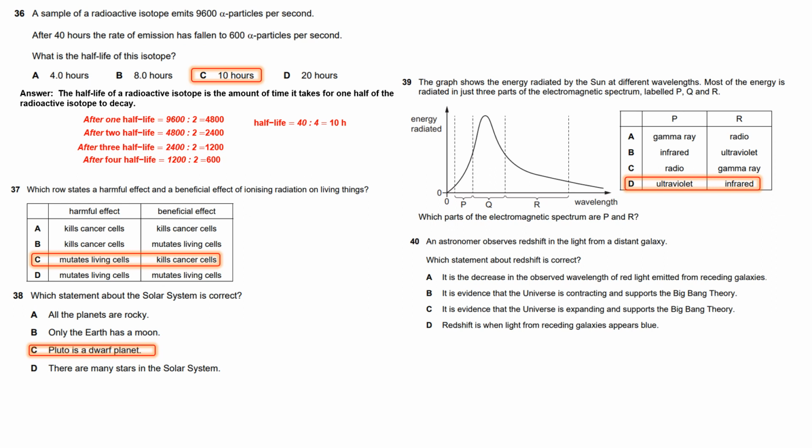Question 40. A redshift is an increase in the wavelength and a corresponding decrease in the frequency and photon energy. It is evidence that the universe is expanding and supports the Big Bang theory.